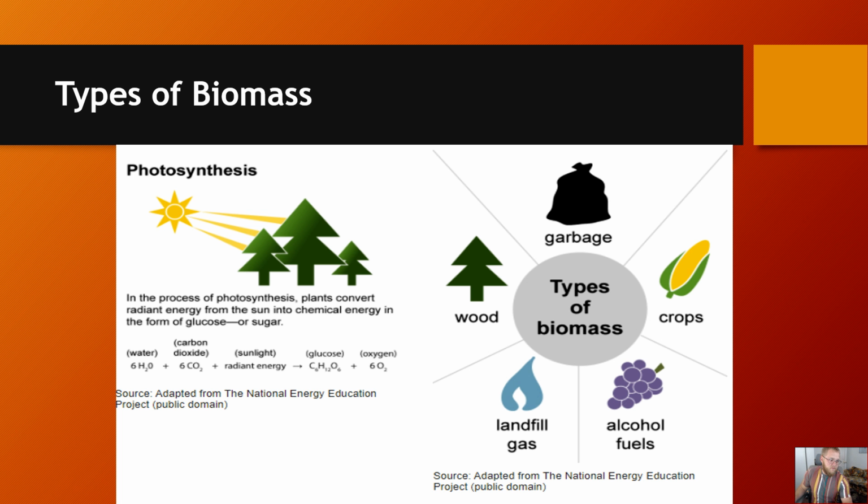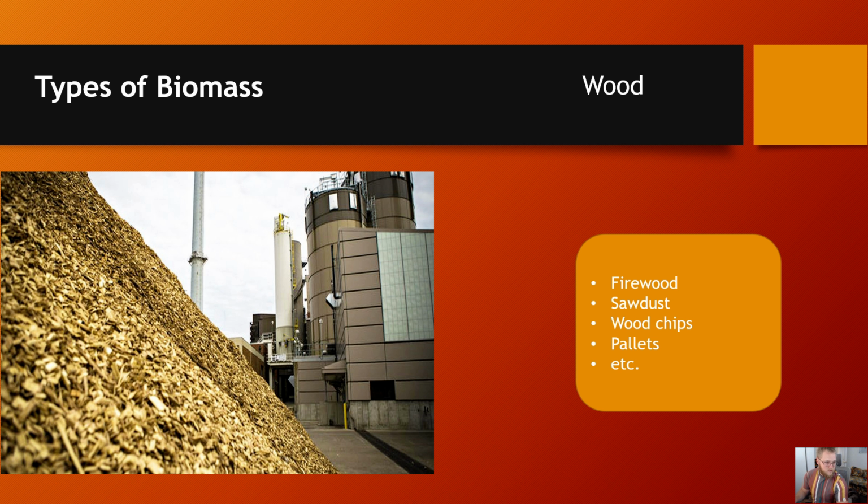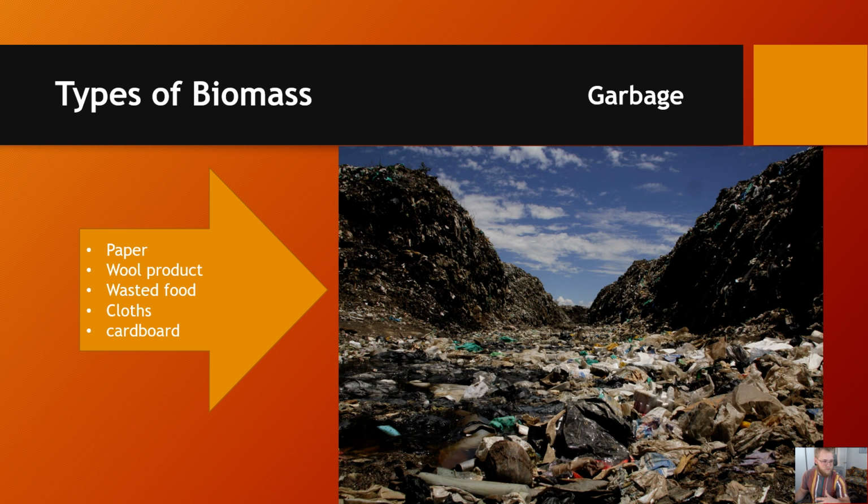So basically, I classify our types of biomass in three groups: wood, garbage, and crops. The landfill gases are in a subsection of garbage, and the alcohol fuels are in a subsection of crops. For wood: firewood, sawdust, wood chipping, pallets, etc. Anything that's wood based is going to fall into this category. Garbage is anything that we throw away as humans: paper, wool products, wasted food, clothes, cardboard, anything that you can think of that's going to go in the trash.